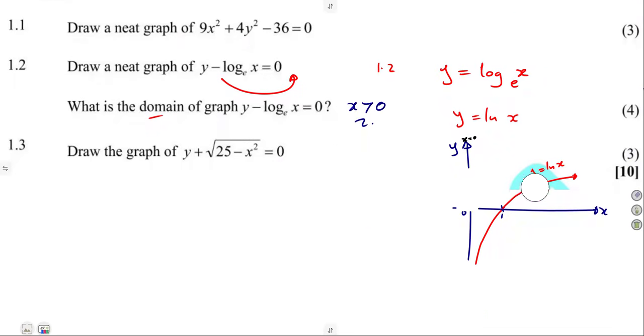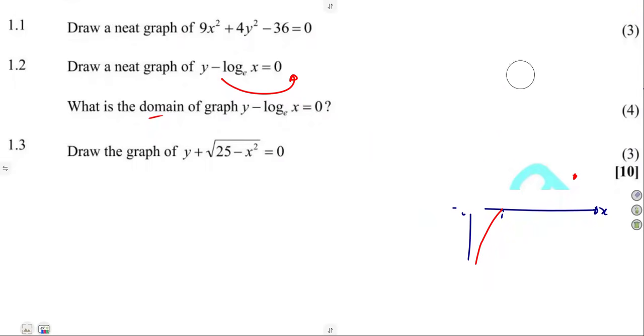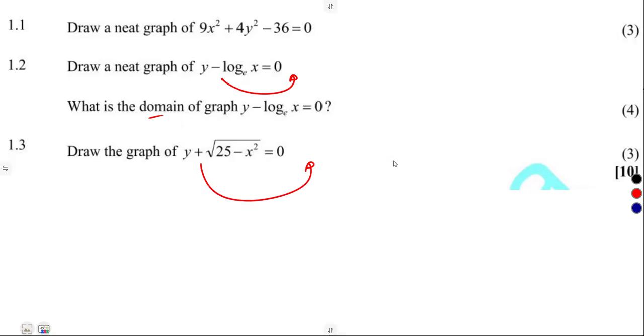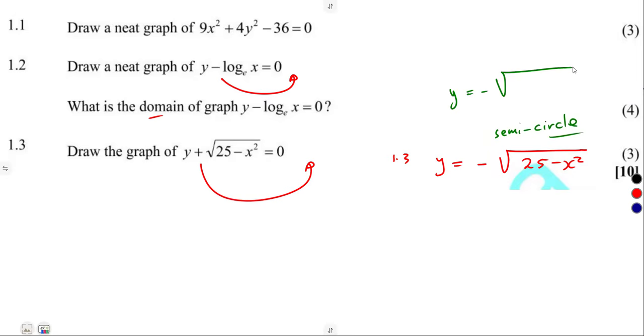All right, on 1.3, we are supposed to draw this graph. Okay, so that is from here. If you're going to take this plus to the other side, that was going to be a negative. So y is equal to negative the square root of 25 minus x squared. Are we seeing that? Here we are simply dealing with a semicircle. Remember from our introduction, y is equal to negative the square root of r squared minus x squared. That's a semicircle which is found below the x-axis, all right?